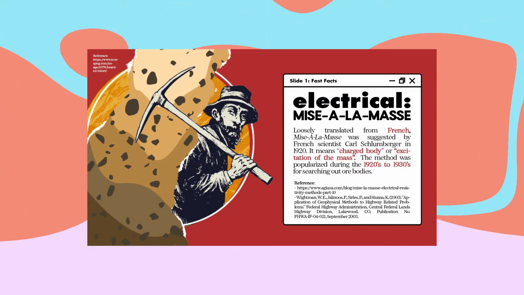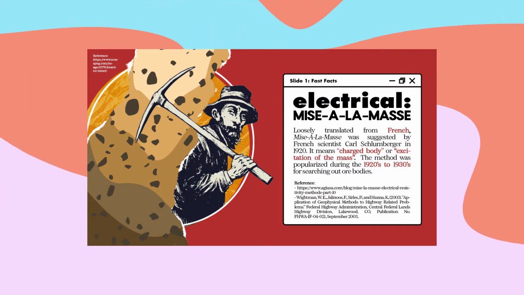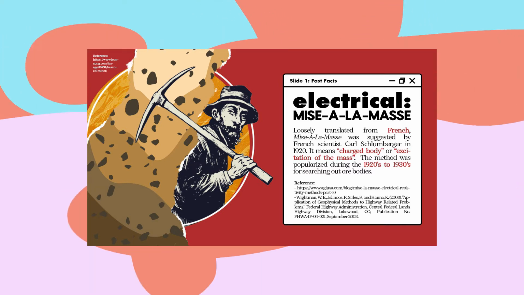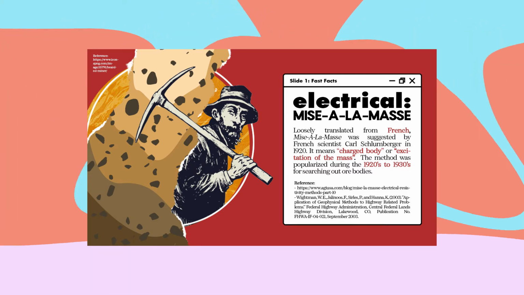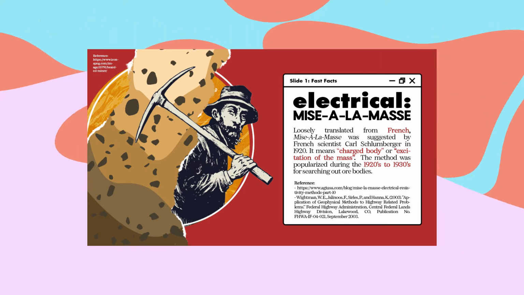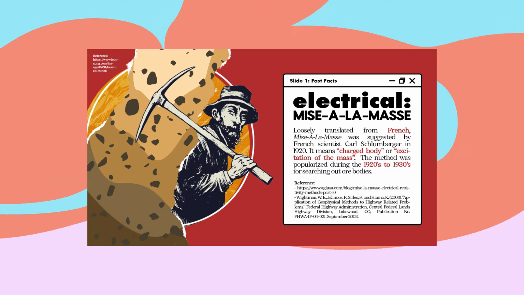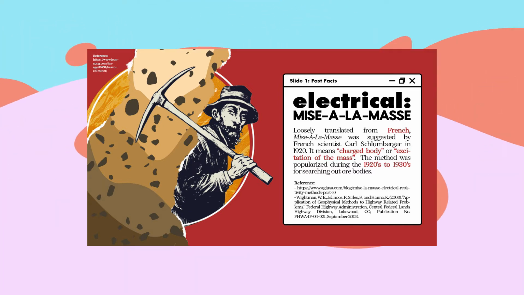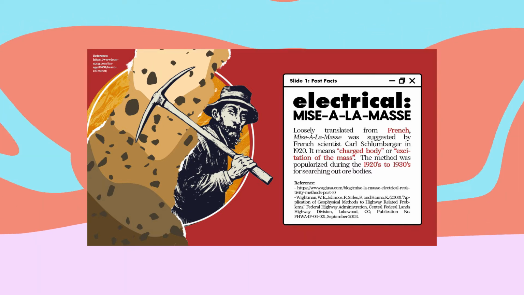Mise-A-La-Masse is a variant of the equipotential method which was first introduced in 1912. It was one of the earliest electrical methods for subsurface exploration. Its variant Mise-A-La-Masse is still used today in mining ventures. The method was suggested by a French scientist named Conrad Schlumberger in 1920. He described it as excitation of the mass. The method was originally developed to find subsurface ore bodies.